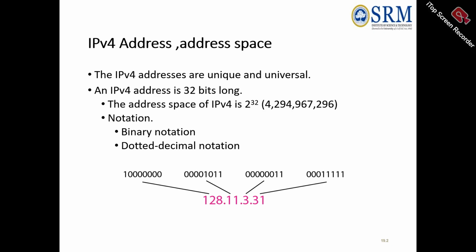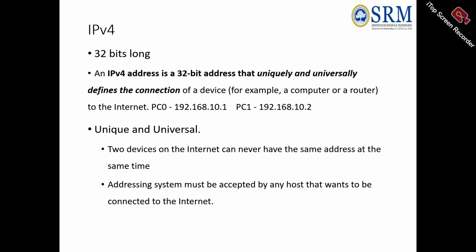So next, already we know the IPv4 address is 32 bits long. In decimal, we can mention it as 0 to 255. But in binary, we can mention it as zeros and ones.